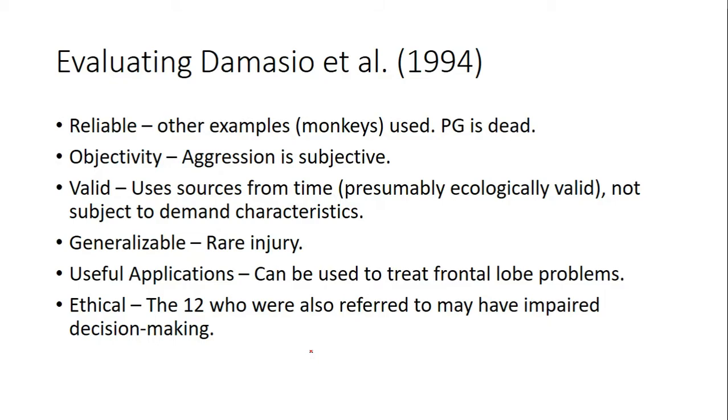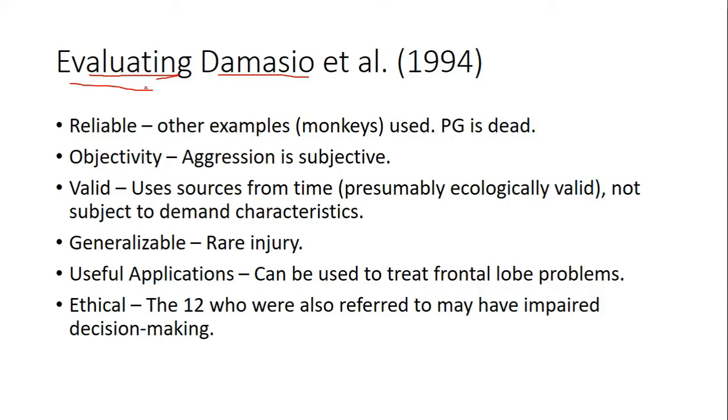Now, when we evaluate a study, and now this is going to be fun. When we evaluate a study, evaluating Damasio et al., you need to know what reliable, objective, valid, generalizable, useful applications, and ethical all mean. These are the six sort of, I suppose you'd call them, barometers we use to actually measure how good a study is. So I'll go through them one by one.